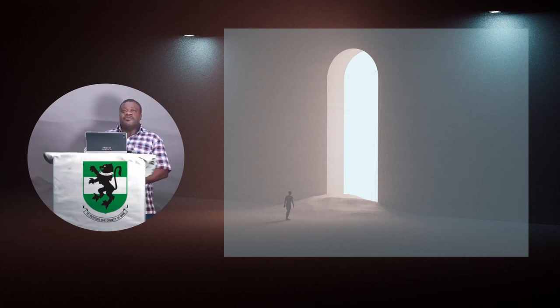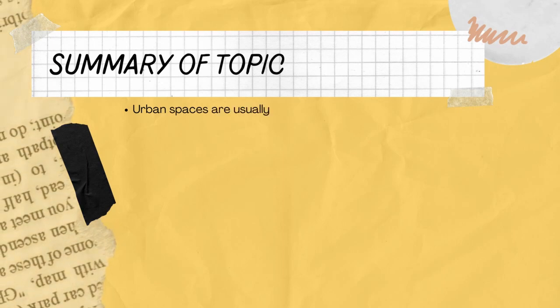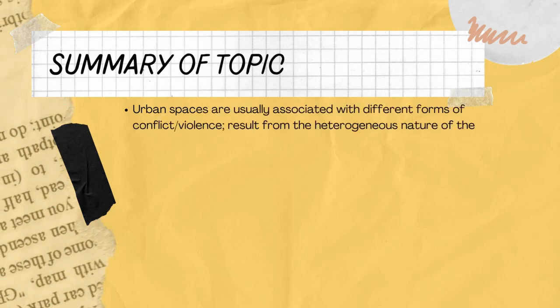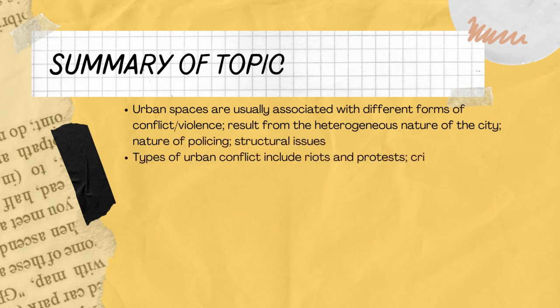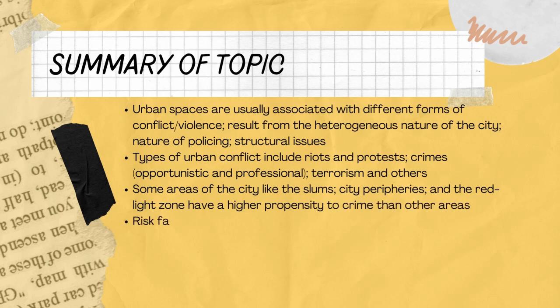So at this point, we now look at what can be called the summary of this module, which is like an overview of what we have discussed so far. The first point is that urban spaces are usually associated with different forms of violence or conflict, and this might result mainly from the heterogeneous nature of the city and nature of policing, as well as structural issues of poverty, deprivation, economic want, and what have you.